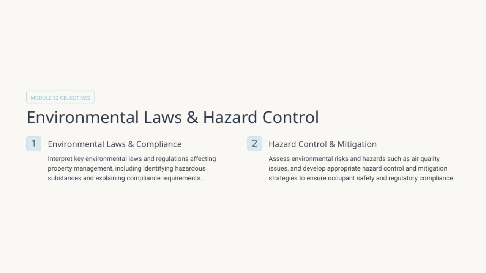Now, let's talk about assessing environmental risks and hazards, such as air quality issues. It's crucial to identify potential hazards early on so we can develop appropriate control and mitigation strategies. This helps us protect occupant safety and ensures we're in compliance with regulations. By proactively managing these risks, we create healthier and safer environments for everyone. This process is a key part of responsible property management and aligns with our overall goal of maintaining sustainable and compliant properties.